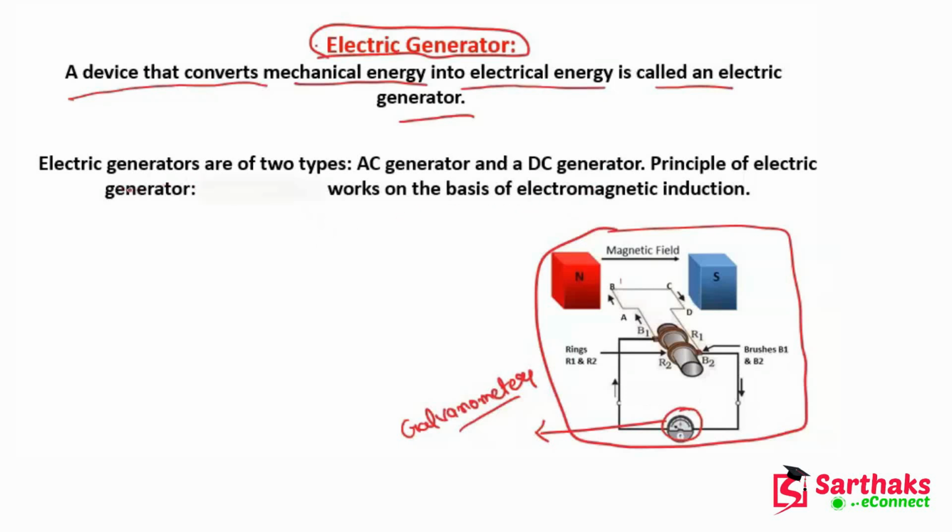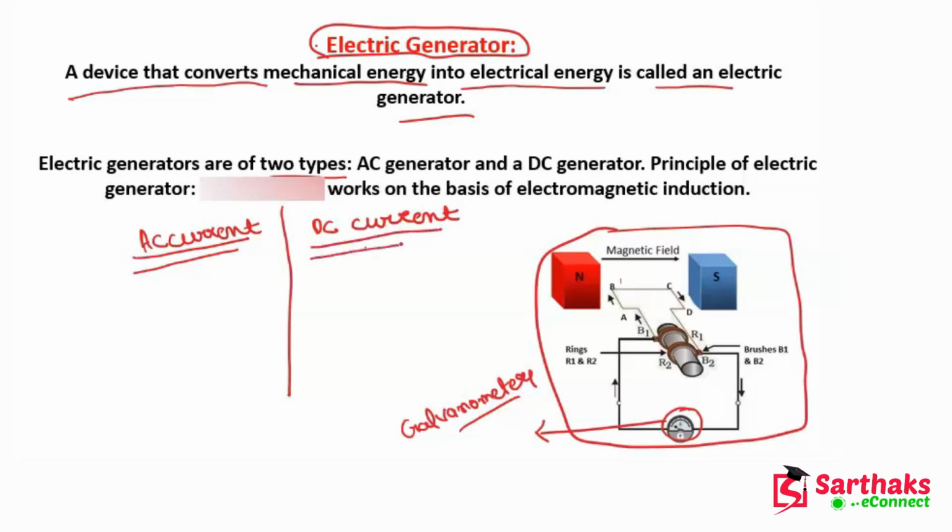Now electric generators are of two types. We know that there are two types of current: AC current and DC current. The generators which produce AC current are known as AC generators, and the generators which produce DC current are known as DC generators. This is as simple.